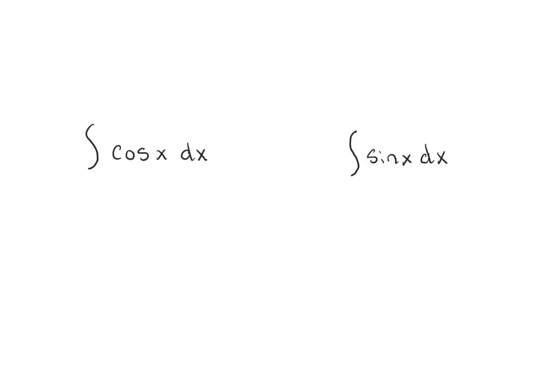Okay, now trig functions, but just looking at cosine and sine so far. The antiderivative of cosine is sine of x plus c. So we always have to put the plus c. And that makes sense because the derivative of sine is cosine. So it's just going backwards.